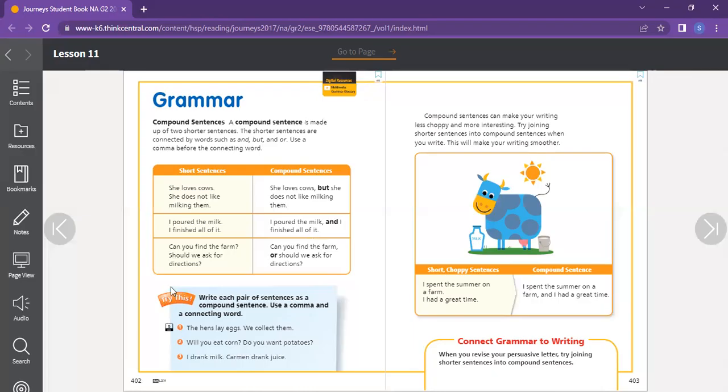Can you find the farm? Should we ask for directions? So here we have two choices. If you know the direction, you will describe it. If you don't know the direction, I will ask another one. So here we are having two different choices, so we can use the word or. Can you find the farm, or should we ask for directions?